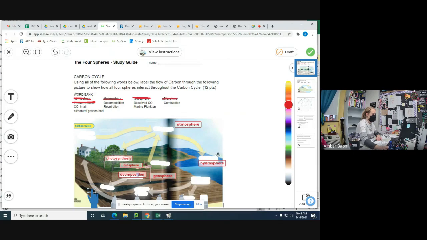I can't get it to move. It doesn't want to move. It's being difficult. There. Okay, I'll fix it. It's driving me bonkers. Okay, decomposition. There we go. All right.